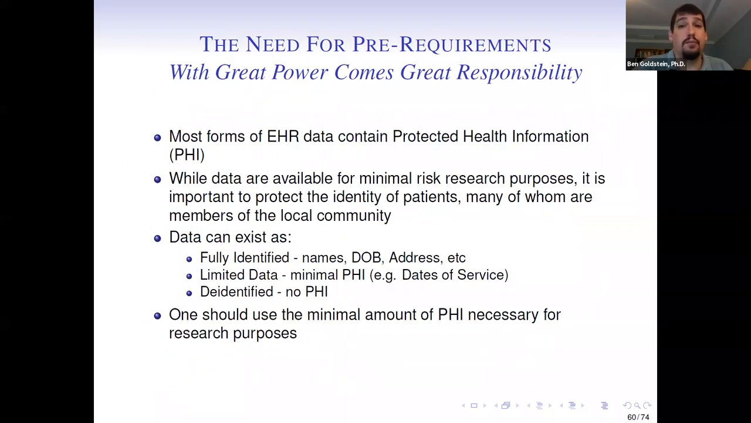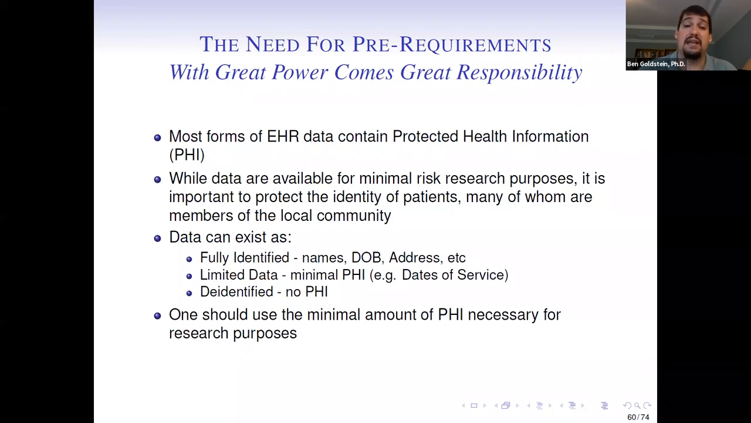There's a need for pre-requirements. So I always like the Spider-Man adage of with great power comes great responsibility. Most forms of EHR data contain protected health information. As I mentioned, most of these patients are your neighbors, your community members. So these truly can be non-anonymized. And while data are available for minimal risk research purposes, it's important to protect the identity of patients.